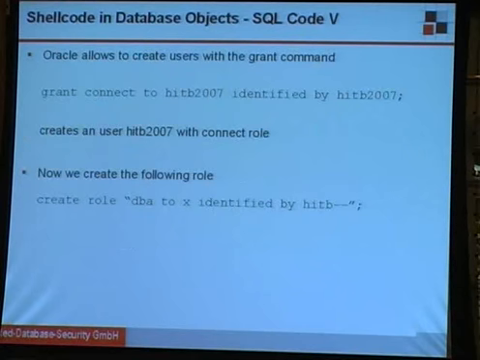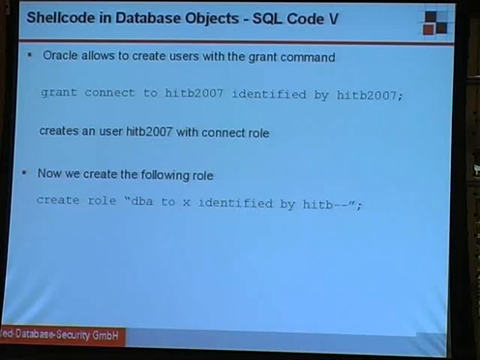It's even possible to create an object which creates in the background a new DBA user. And how to do this is the grant command. In Oracle, there are two ways to create a user. One is with the create user command. The second is using the grant command. And as soon as you have identified by at the end of the grant command, Oracle is creating a user if the user does not exist.